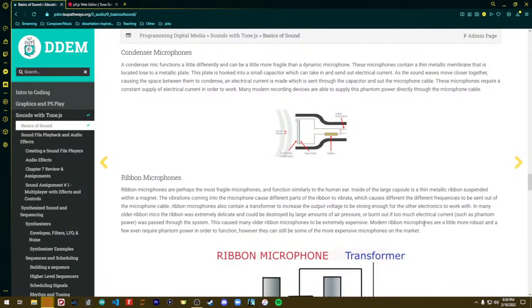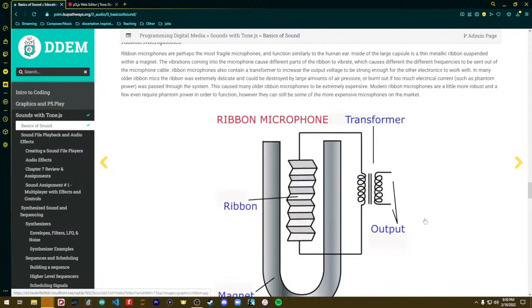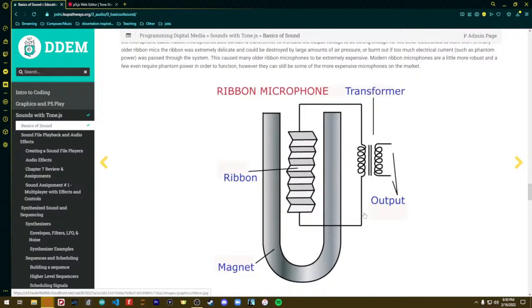Ribbon microphones function essentially the same way as the cochlea, where different frequencies cause different parts of a metal ribbon to vibrate. Again, I'm very, very simplifying this, but we don't need to go too much into detail. These essentially function as an electronic ear. All right, their goal is to take the sound waves coming in and convert it into electricity for our computer to use.